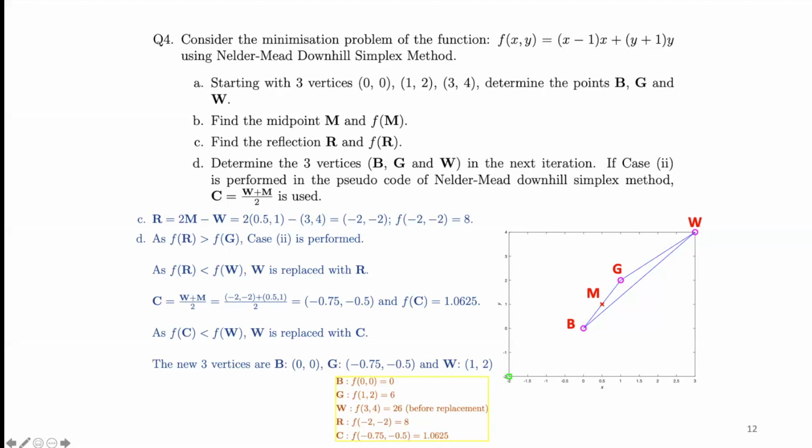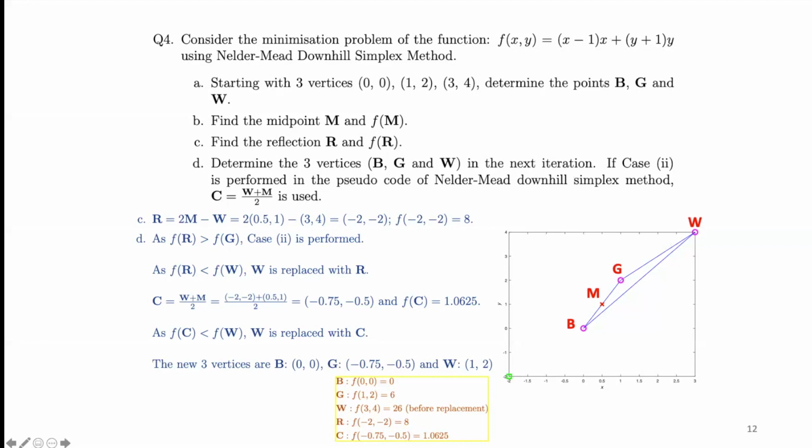Okay, so the next question: it seems that in this question C is the midpoint of R and M. Why C? Okay, no worries about whether this C point is coincident with M or not. We just follow the procedure to find out the C point. The C point is the C point. Use the equation we provide in the slide. Sometimes there may be some coincidence that it is the same as some other points.